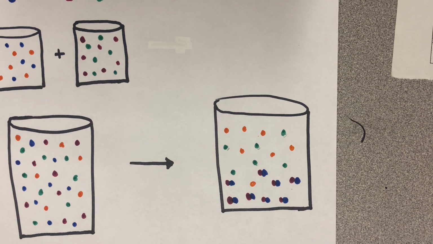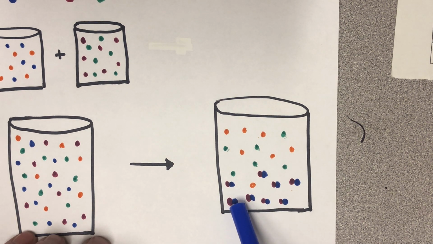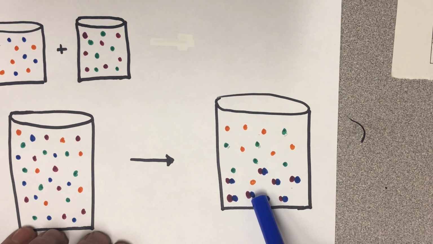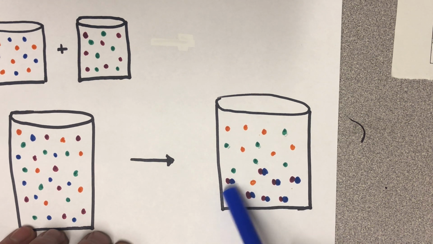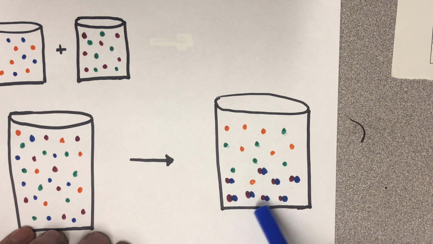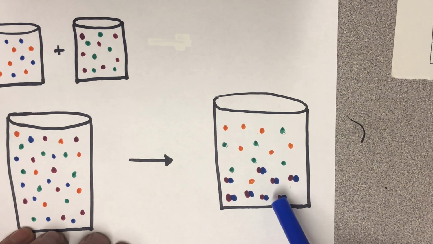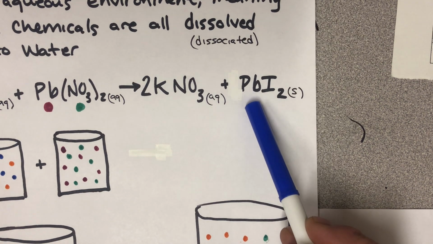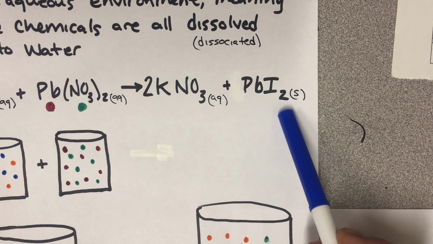But the real interesting one that happens is down here, where the purple dot, the lead, is hooked up with the blue dot, the iodine. And so here, these actually do chemically bond, and they come out of solution as a solid. It's actually a really bright yellow solid, and it's really pretty. That's why we have the PbI2 as a solid compound.